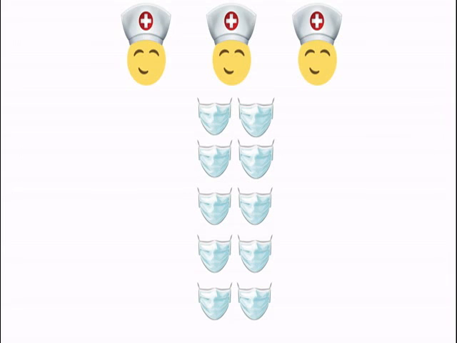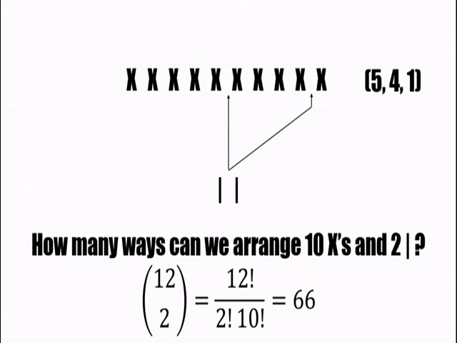Let's try one more example, this time with 3 nurses, but instead of thinking about masks and nurses, we'll again imagine X's and bars, except this time we have 2 bars. As an example, arranging the bars like this would be equivalent to giving 5 masks to the first nurse, 4 to the second, and 1 to the third. So the number of ways to give 10 masks to 3 nurses is the number of ways to arrange 10 X's and 2 bars, which is just 12 choose 2, which is 12 factorial divided by 2 factorial times 10 factorial, which is equal to 66.